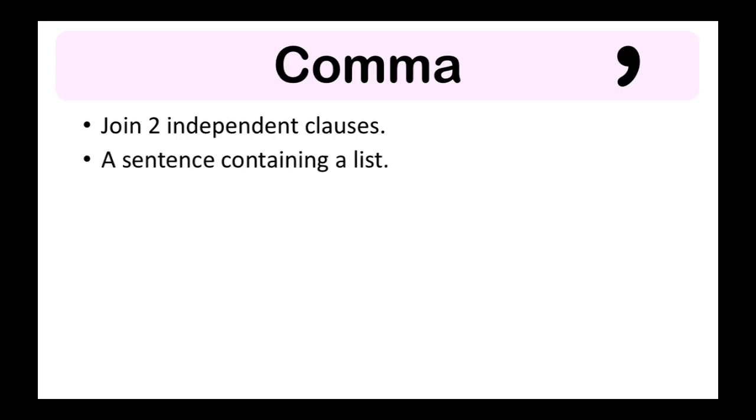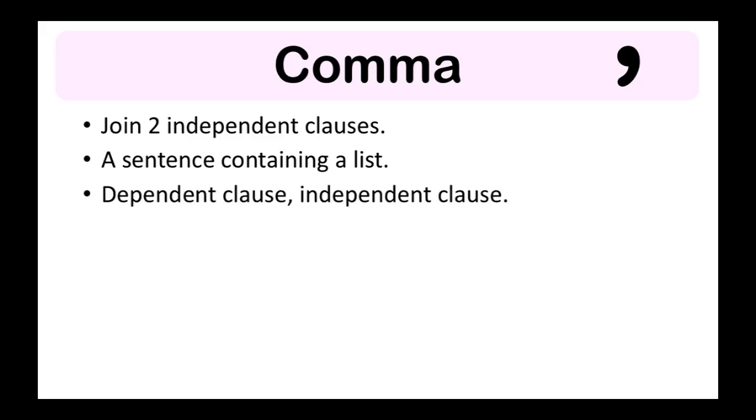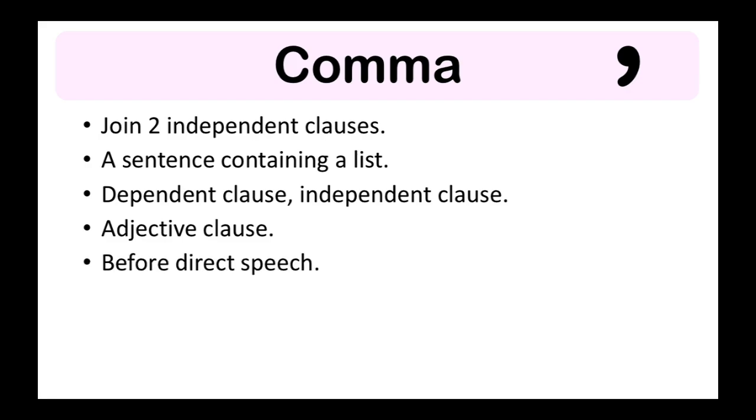Comma. A comma can be used to join two independent clauses. A comma can also be used in a sentence containing a list. When the dependent clause comes before the independent clause, a comma is used to separate the two. A comma is also used in an adjective clause, before direct speech, and following a transition word.